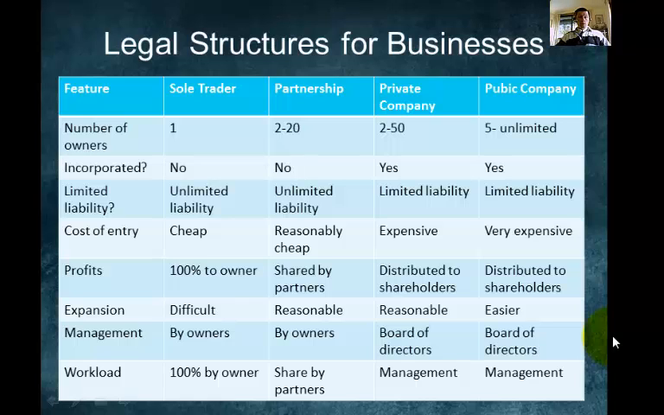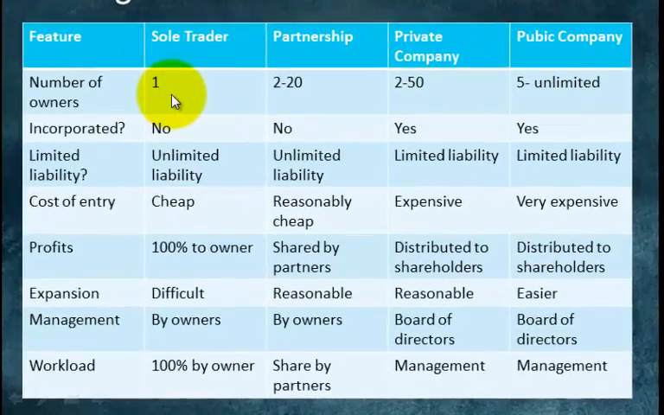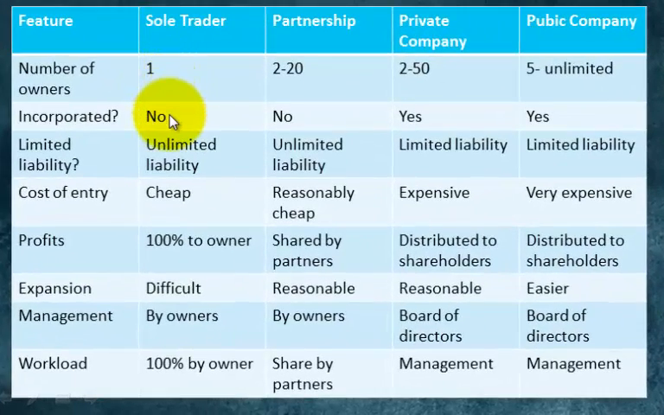There are 4 different types of structures for business. As I've explained to you earlier, the unincorporated ones are sole trader and partnership. Here for sole trader, you only have one owner, obviously. It's not incorporated, as I said. Unlimited liability, I'll come back to in a while. The cost of entry is fairly cheap. The profits and all the workload are carried by the one person. Therefore, because there's only one person, it is difficult to expand your business, and the management is obviously by the owner, him or herself.